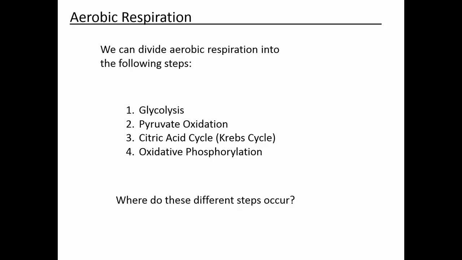Okay, so this I've already gone through. When we talk about aerobic respiration, we're going to divide it into these 4 steps again: glycolysis, pyruvate oxidation, the citric acid cycle, and oxidative phosphorylation. And I've also already discussed where they occur. Just to repeat, glycolysis occurs in the cytosol, and the last 3 in the mitochondria: pyruvate oxidation and the citric acid cycle specifically in the matrix, and oxidative phosphorylation occurs at the inner membrane of the mitochondria.